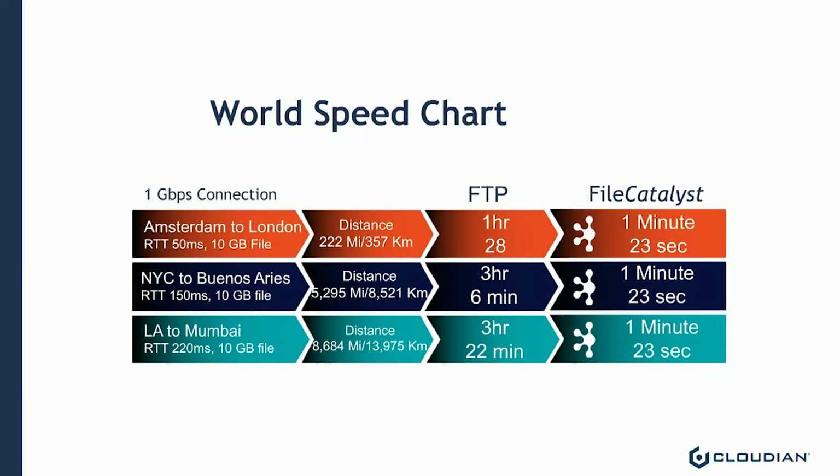The same 10 gig file going from New York to Buenos Aires, where the latency is increased now to 150 milliseconds, the transfer with FTP will take about 3 hours and 6 minutes, whereas with FileCatalyst, it's still a minute and 23 seconds. The same 10 gig file from LA to Mumbai, where the round trip time is 220 milliseconds, FTP takes about 3 hours and 22 minutes, whereas with FileCatalyst, we're still transferring the same file in a minute and 23 seconds.